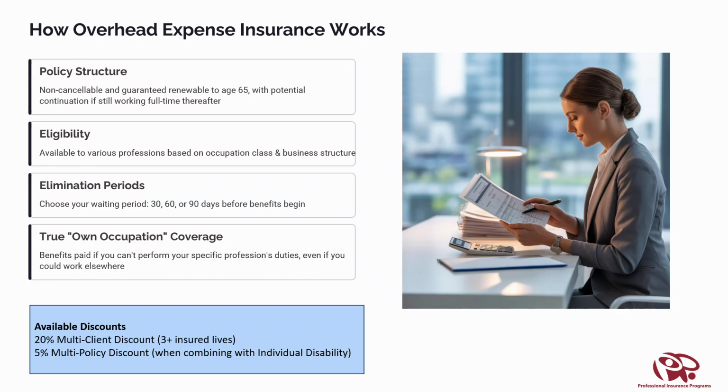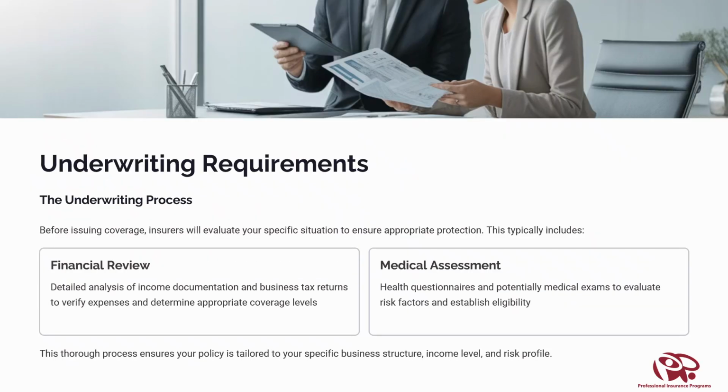Before your overhead expense policy is issued, you'll go through an underwriting process to determine your eligibility and ensure the coverage is appropriate for your situation. This typically includes a detailed financial review, where you'll be asked to provide documentation such as income records and business tax returns. You'll also complete a health questionnaire, and in some cases, a medical exam may be required. This thorough process helps ensure your policy accurately reflects your income level, business structure, and overall risk profile, so you get the right protection for your business.